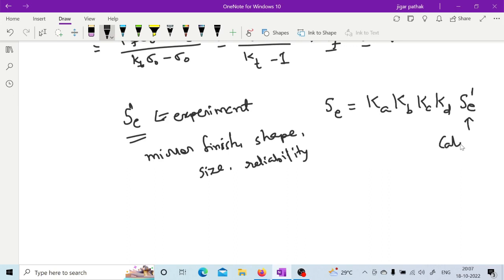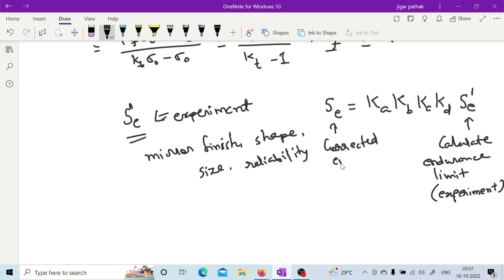This is your calculated endurance limit from your experiment, where we have seen that experimental setup. Now this is the corrected or updated endurance limit. Now what are all these factors? This is the surface finish factor. Ka is the surface finish factor.